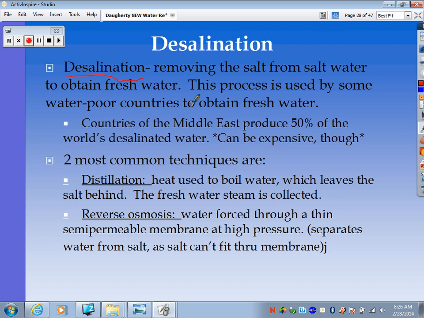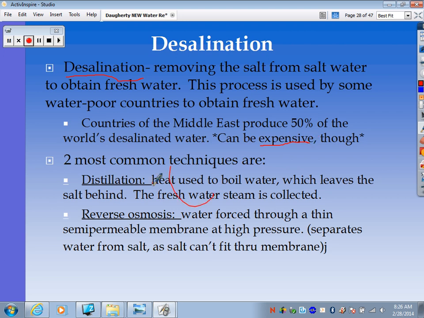The Middle East is probably the area of the planet that uses this process the most. And it says countries of the Middle East produce 50% of the world's desalinated water. The problem with this is it can be expensive. Obviously, you have a lot of areas in the Middle East that have poverty, and we also have this issue in Africa as well, getting them clean, fresh water. So hopefully this is a technology that will increase in the next several decades, and it will become less expensive and more readily available to people.